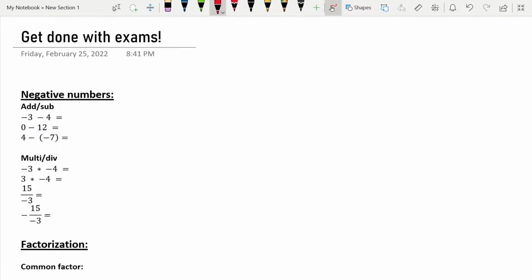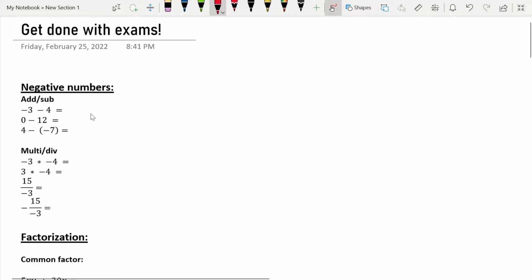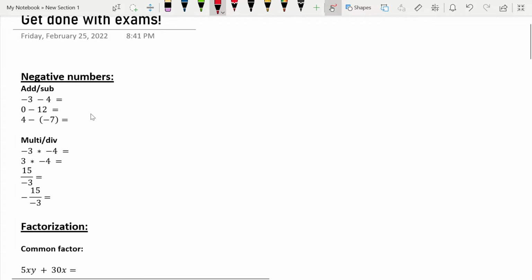Negative numbers. Now, let's do add and subtract. So give it a go by yourself. The first question, minus 3 minus 4. Good job. Now the answer will be minus minus plus, so we add these two together, so it will be minus 7. The next one is 0 minus 12 will be minus 12. Give it a go by yourself, okay? Give it a go. 4 minus minus 7.